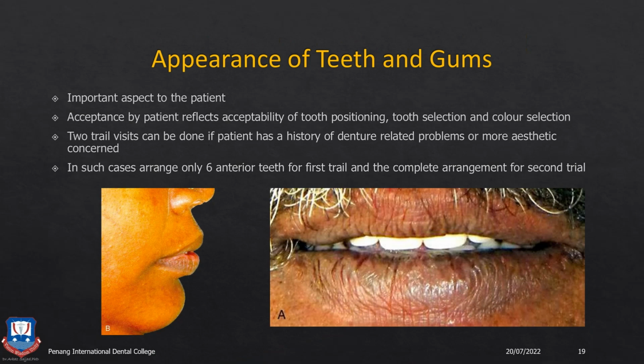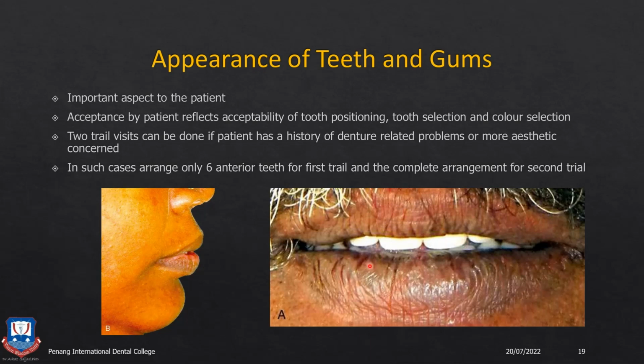Then you also need to check for aesthetics, that is proper labial fullness. You should see whether the nasolabial fold is being obliterated or not. You should check for the proper cheek fullness. All these things need to be logged. Then you have to check for the incisal visibility in case of the upper denture. In older individuals, usually there will be only about 0.5 to 1 mm of the incisal display of the upper anterior teeth. In some cases, there will be no display of the upper anterior teeth.